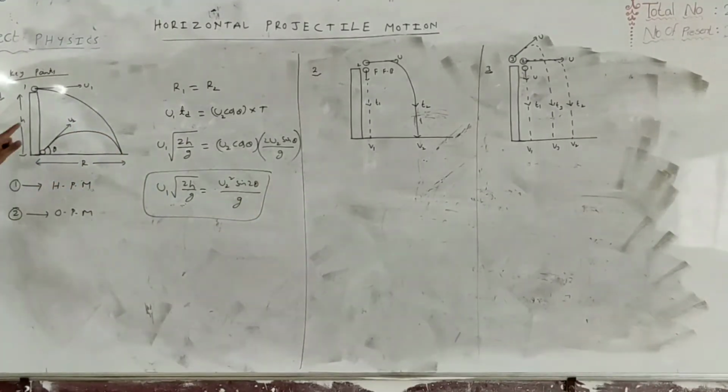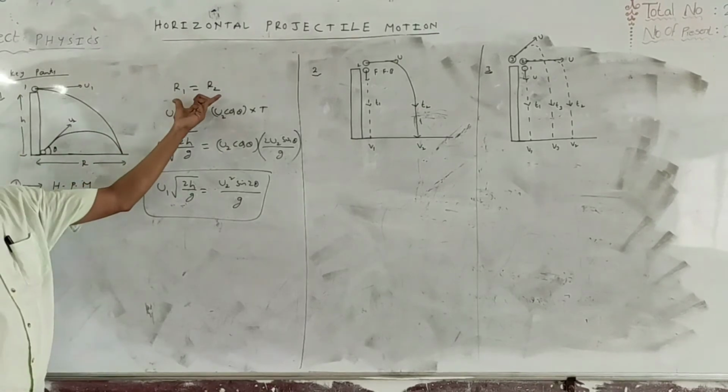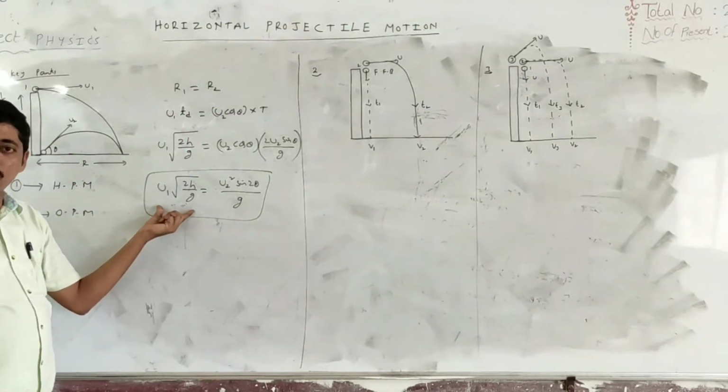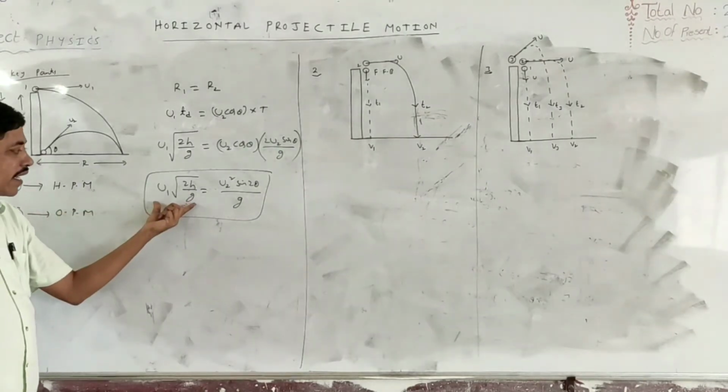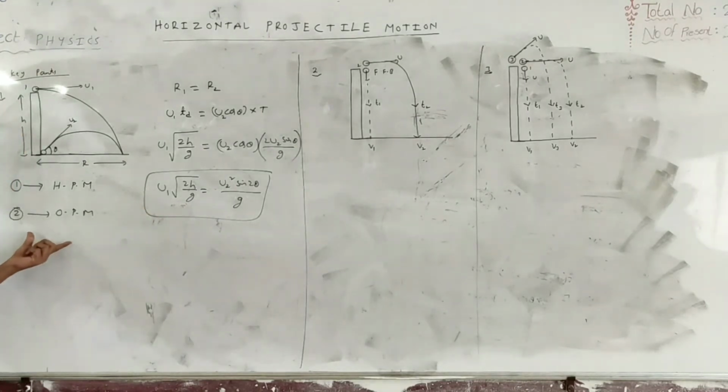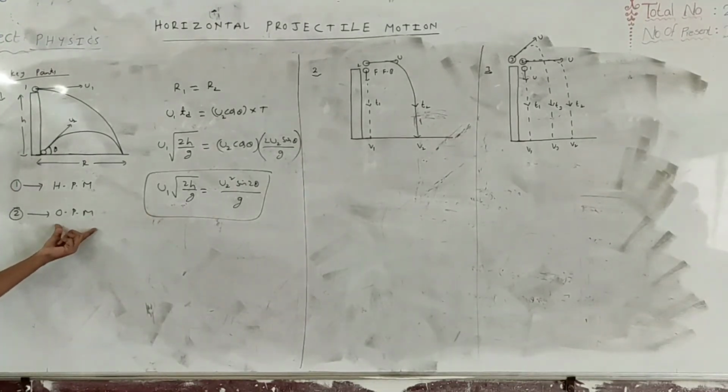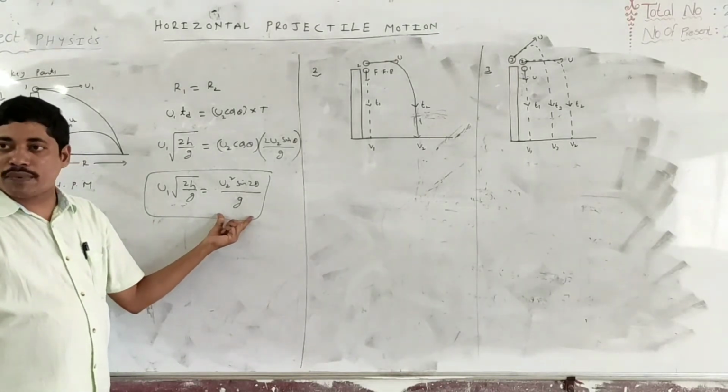In both cases, according to the same model, when the first body is projected horizontally with a velocity u1 from the top of the tower at a height h, and the second body is projected with a velocity u at an angle theta to the horizontal, the ranges will be equal. That means R1 is equal to R2. The first body, according to horizontal projectile motion, has range u1 under root 2h by g, and the second body goes into oblique projectile motion with range u square sin 2 theta by g.